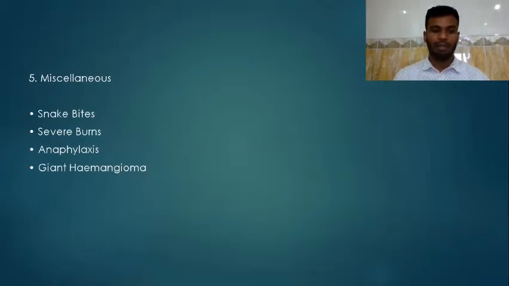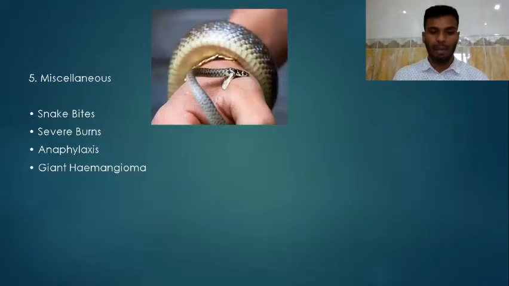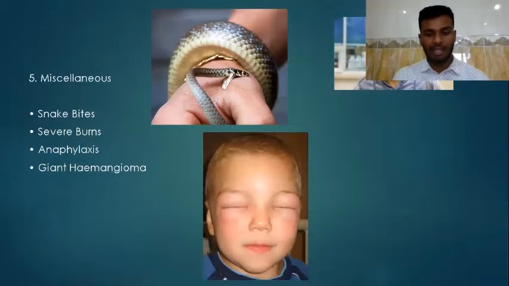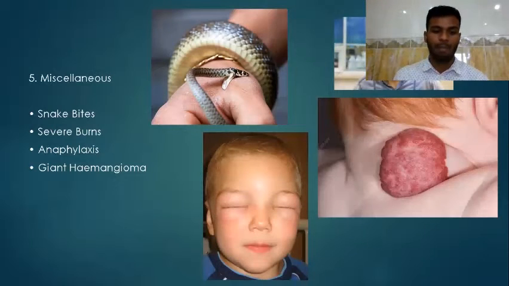So the final group of causes is miscellaneous. The first ones are snake bites, severe burns, anaphylaxis, and giant hemangioma.